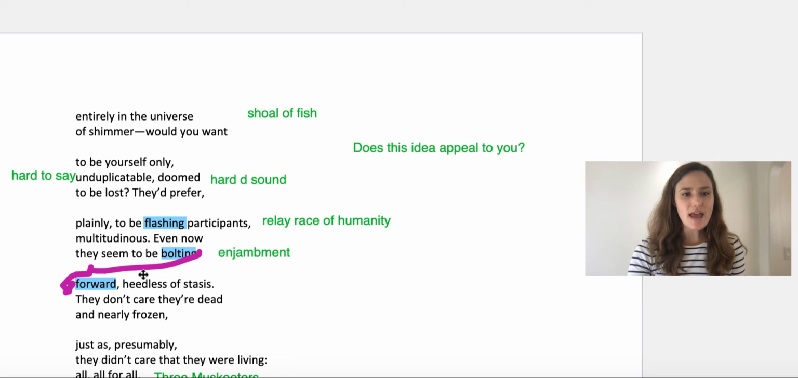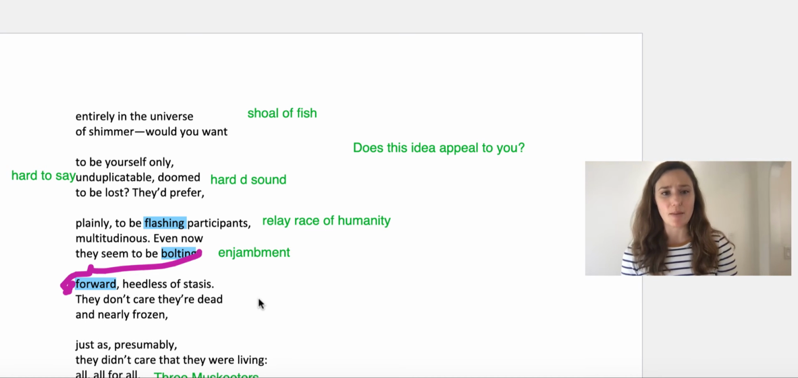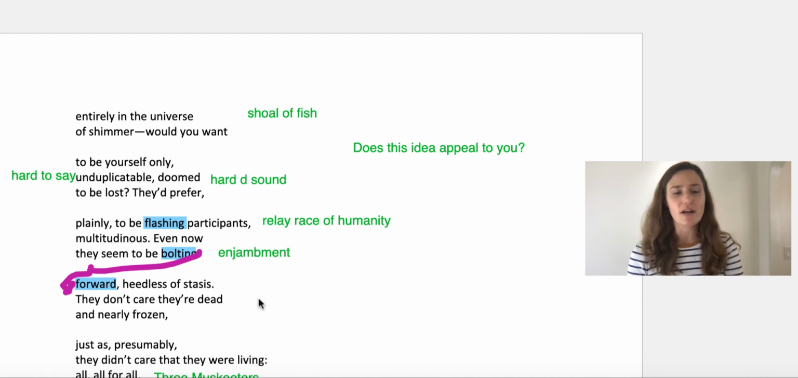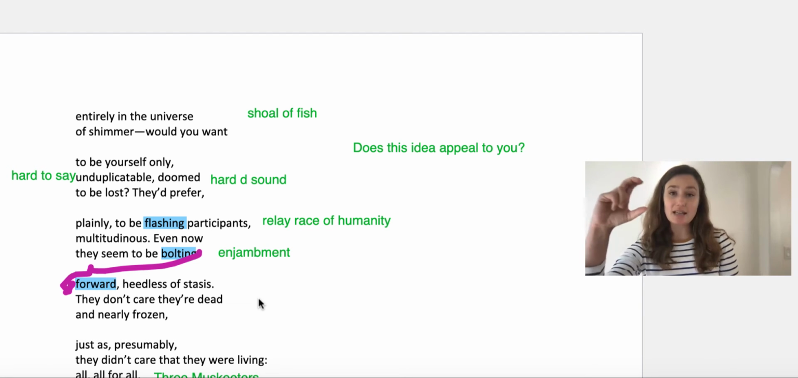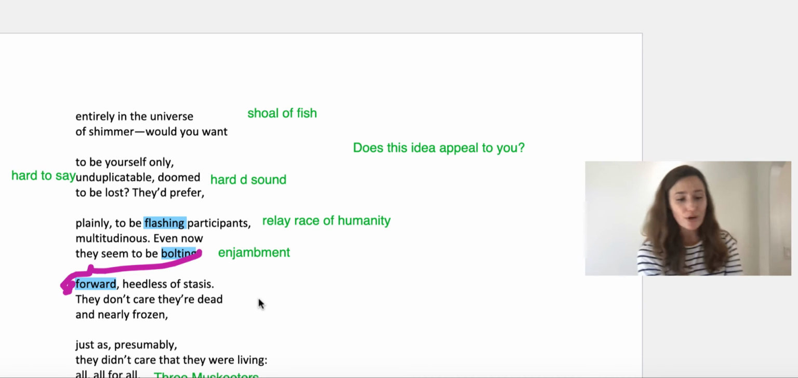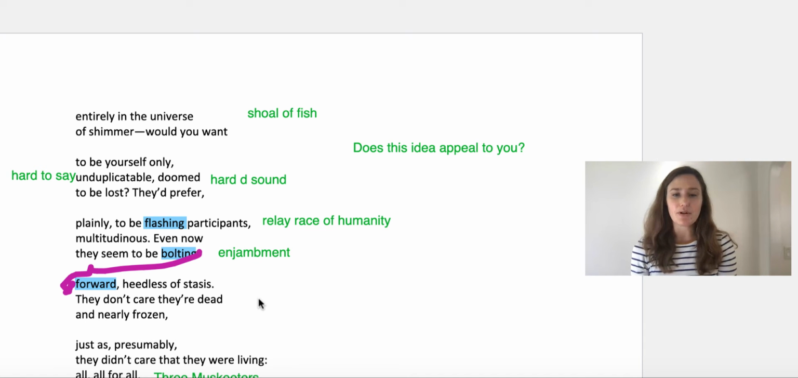I think a more convincing example of how form connects to content is here. When it says, even now they seem to be bolting forward, heedless of stasis. This is an example of enjambment. Very few of the lines in this poem are end-stopped, right? Very few of the lines or stanzas end with a full stop or a period, right? A lot of times we have to skip down to the next line or even skip down to the next stanza. Bolting forward, the fact that bolting ends at the end of that stanza and that line, and we're forced to go forward or to move down to the next stanza, is a perfect example of how this enjambment technique can connect the form, right, or this technique here to the content.